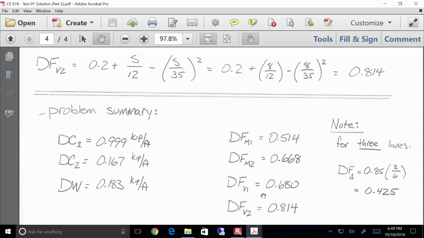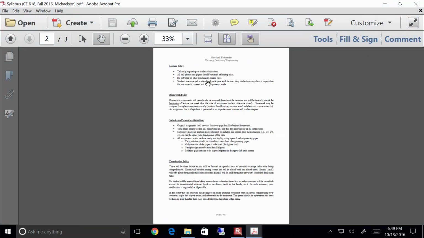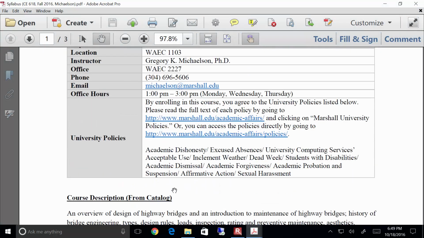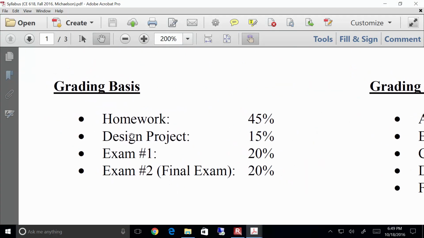We do have one final, I guess, item of housekeeping, and that's going back to the syllabus. There is something that was kind of left off. Let's see. So here's the syllabus, and here's the grade for the class. See anything we haven't really talked about yet? We have a design project in this class. All right. So let's talk a little bit about that design project.